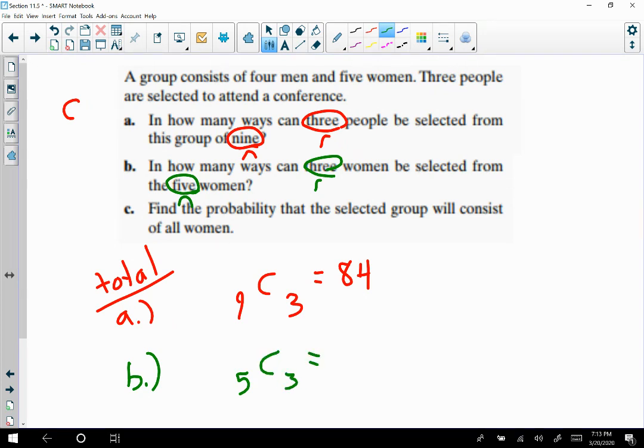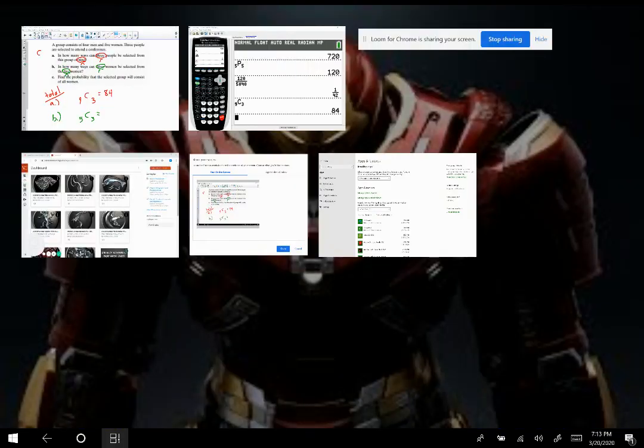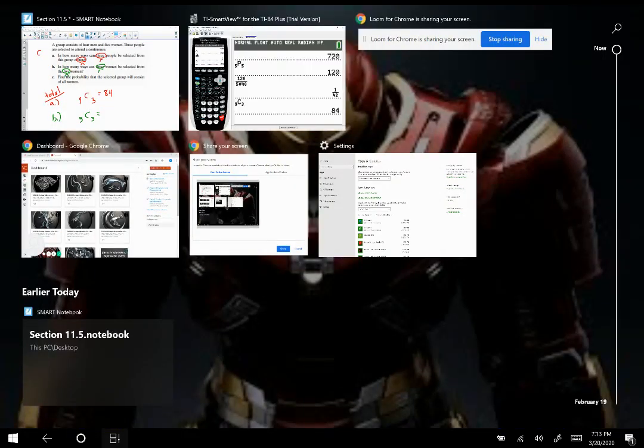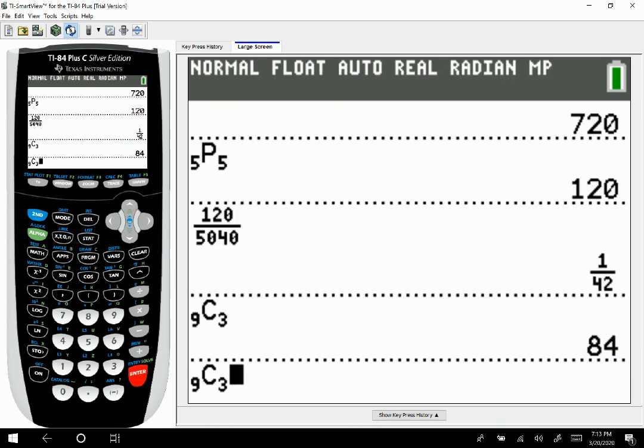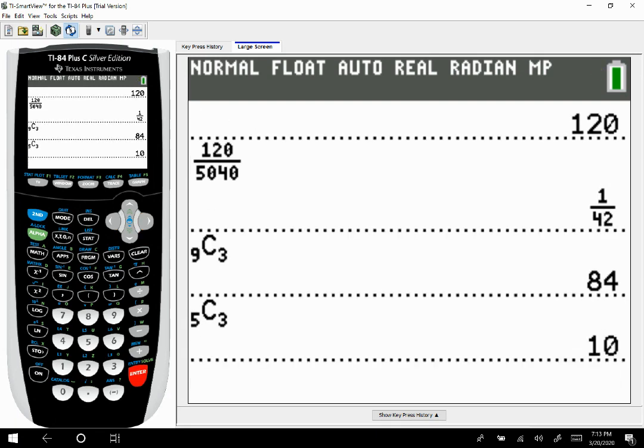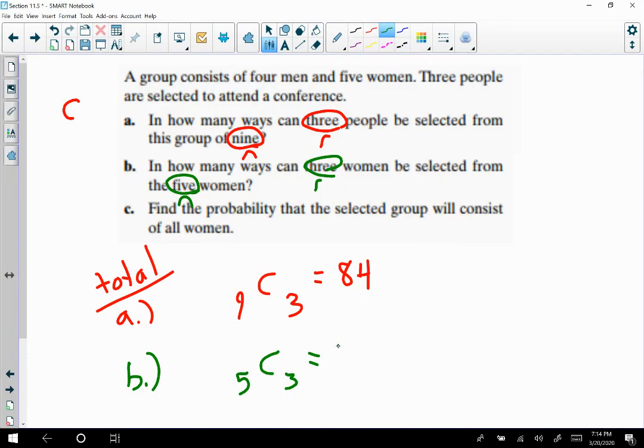So we just go to our calculator and we run it. I'm going to scroll up and scroll over, 5C3. And there's only 10 ways to do that. So we got 10. Now all we do in part C is we put it all together.